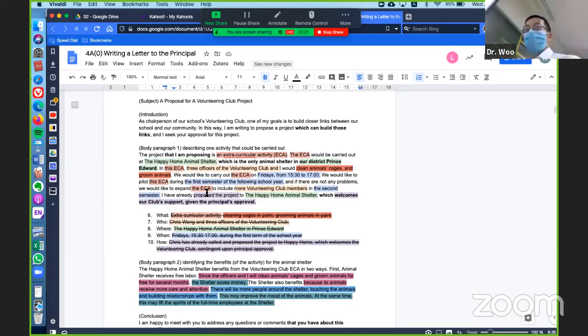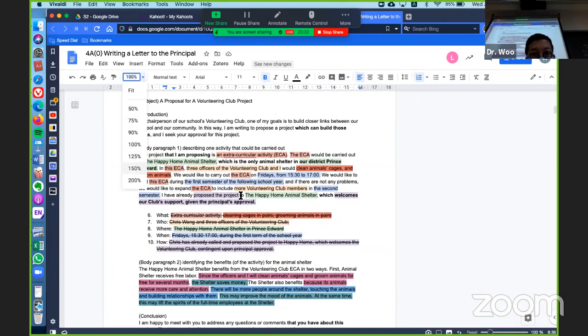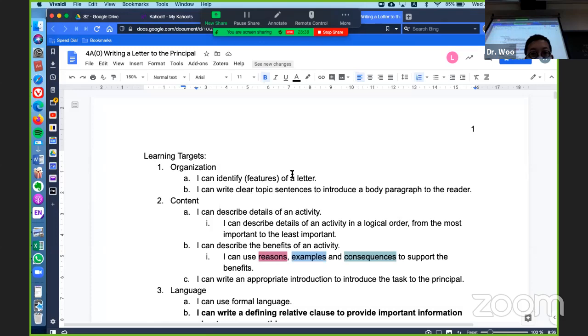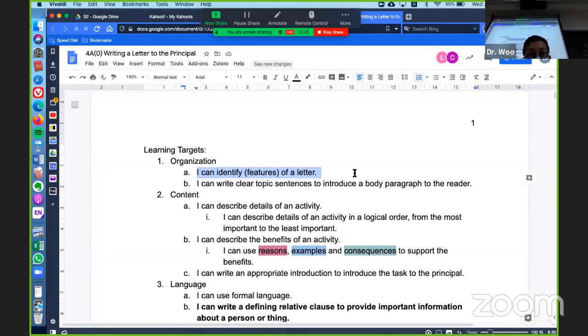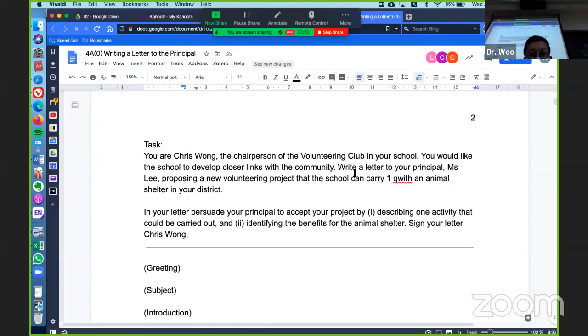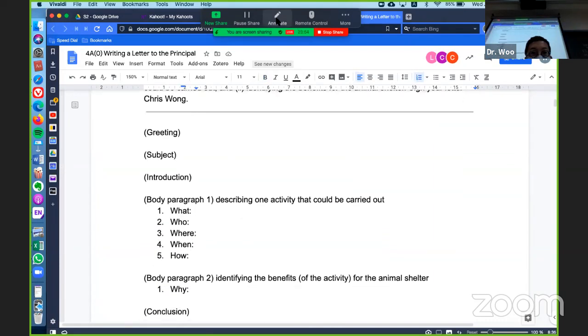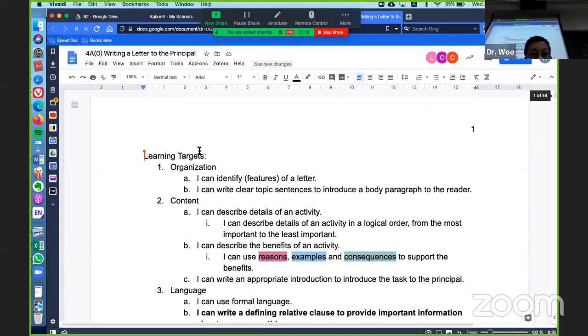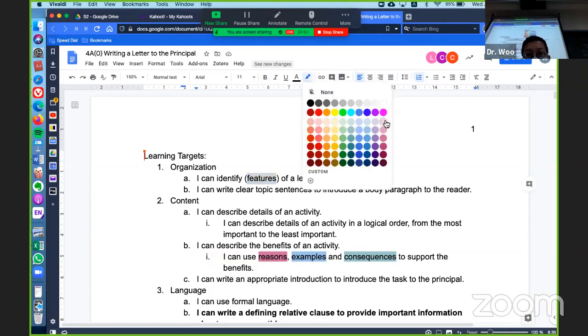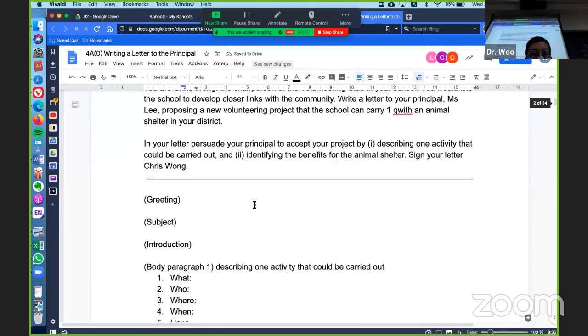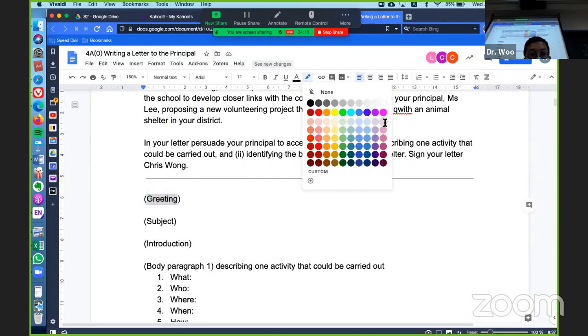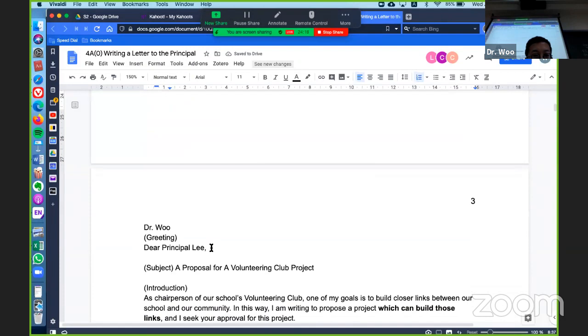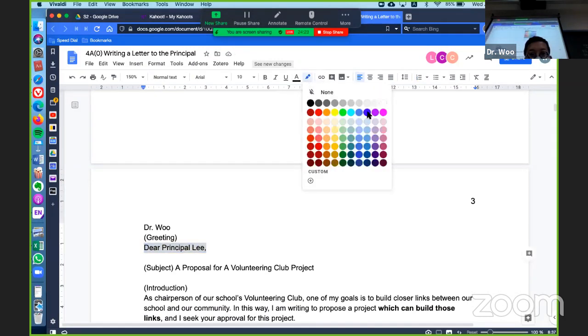These are the features of a letter to the principal. And then I will also draw some pictures as well. Let's make it 150%. All right, so what do we need? We need to identify the features of a letter to the principal. All right. So when we have a letter, over here, we need a greeting. Okay, so I'm going to color coordinate this. Features, let's call it features. Let's make it purple. All right. So we need a greeting. Here's our greeting. Dear Principal Lee, here's our greeting. Okay. Easy.